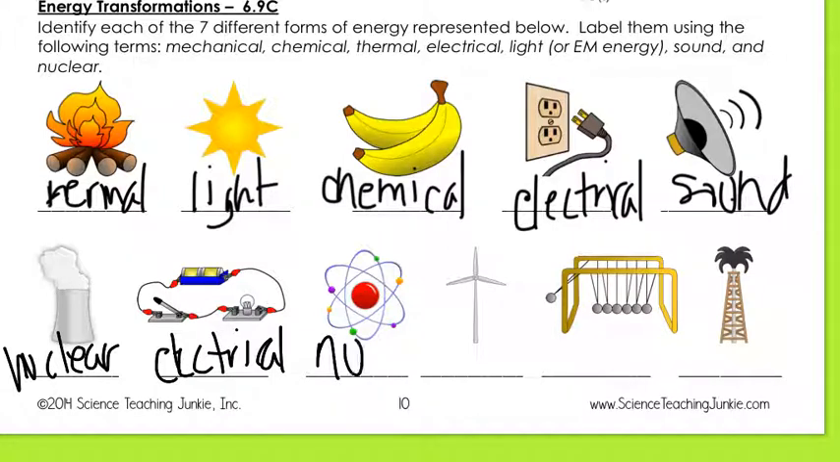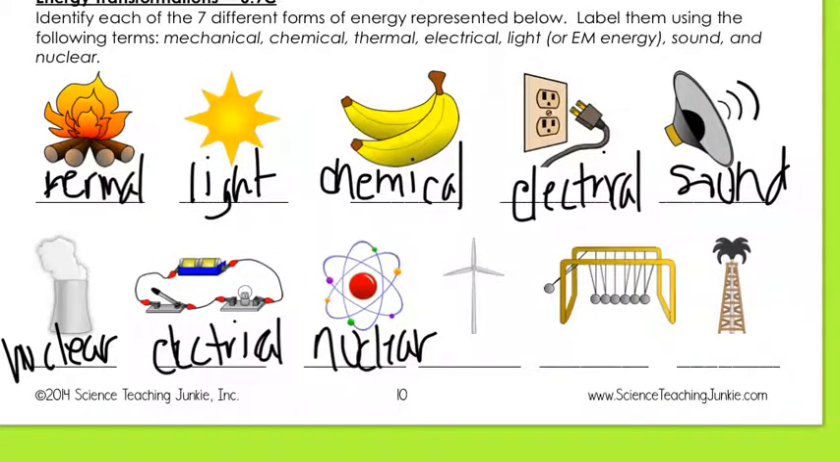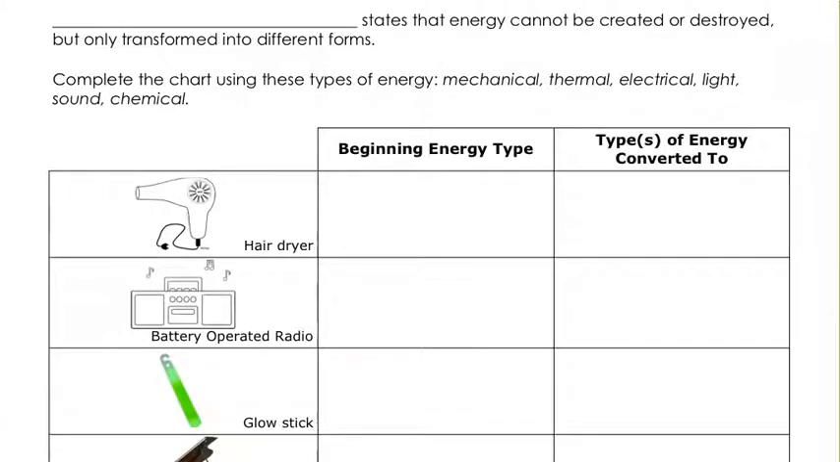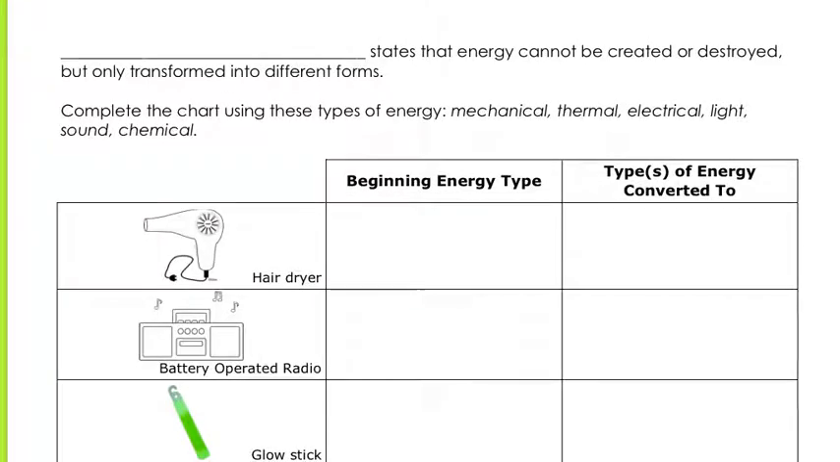Then nuclear again. The next two are both mechanical. And the last one is chemical. Oil, you got to burn it, so it's chemical. The next page states that energy cannot be created or destroyed, but only transformed into different forms. That's the law of conservation of energy.